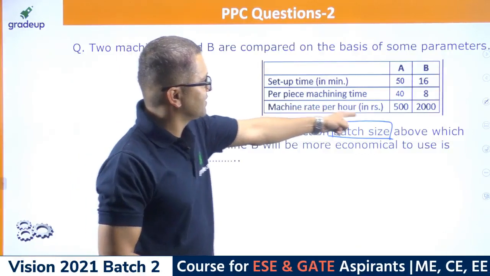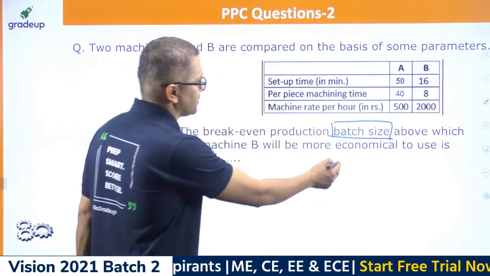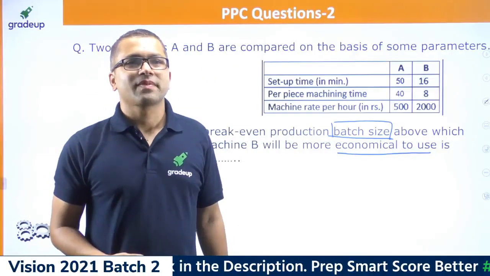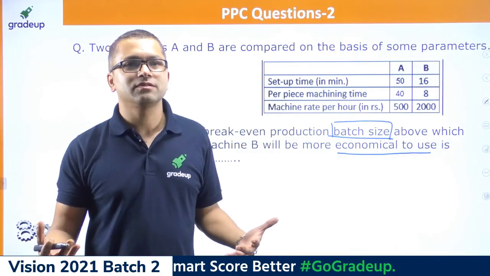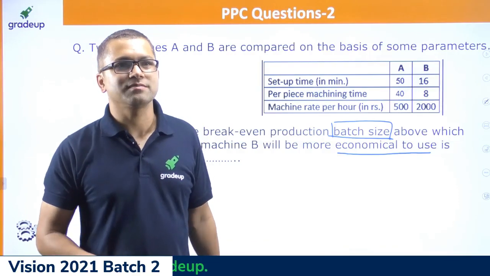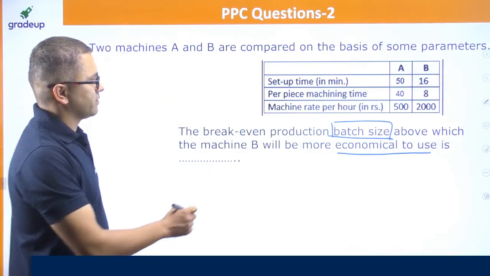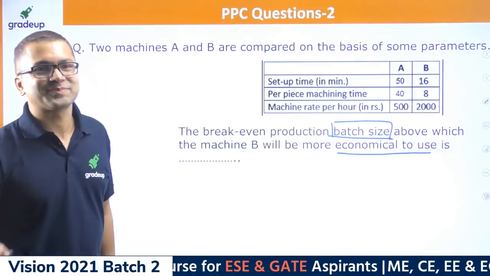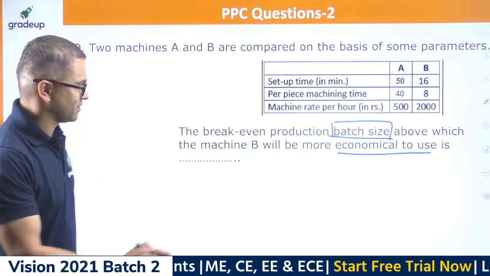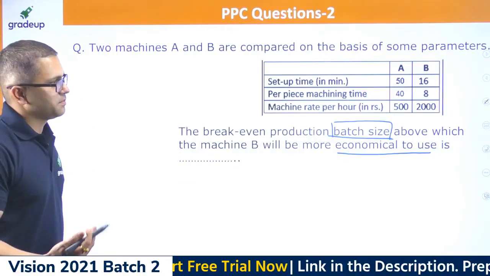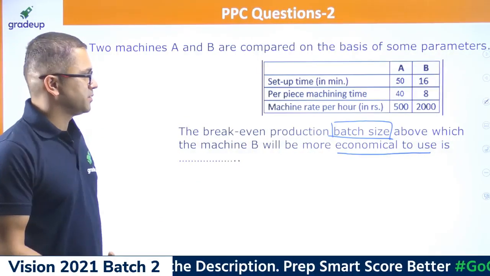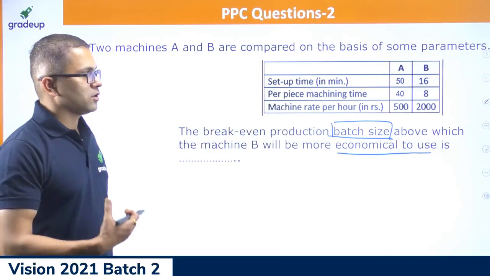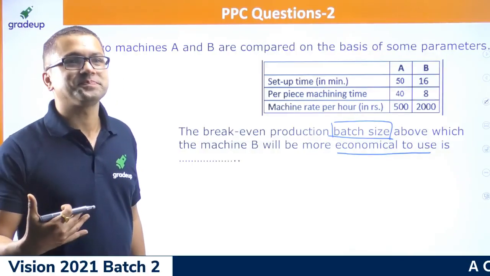Now machine rate is nothing but cost. More economical to use, so we are talking about cost, right? Kisnaram says we are going to machine A. No, break even above is, no, you need to give me the answer, Kisna. So what should be the batch size above which machine B will be more economical to use? Means that B will have total cost lesser than A.